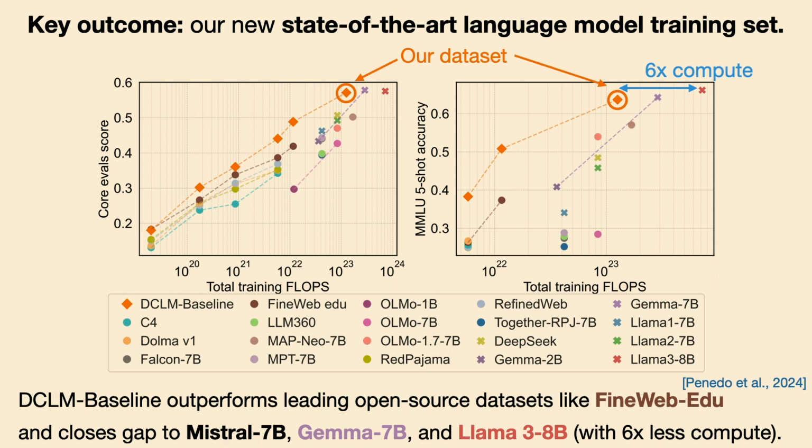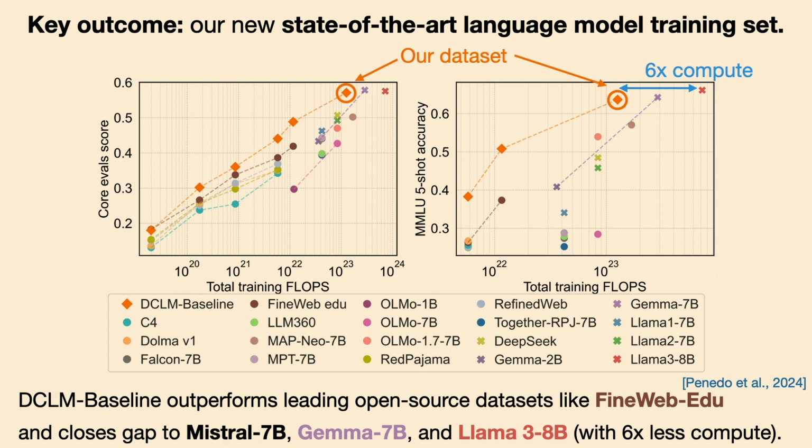And now the nice thing is that the orange line here, which is our training set that we built, DCLM-Baseline, is indeed on top of all the other models here. So for a given amount of flops, DCLM-Baseline, our training set, was the best training set in mid-2024 when we released this paper.